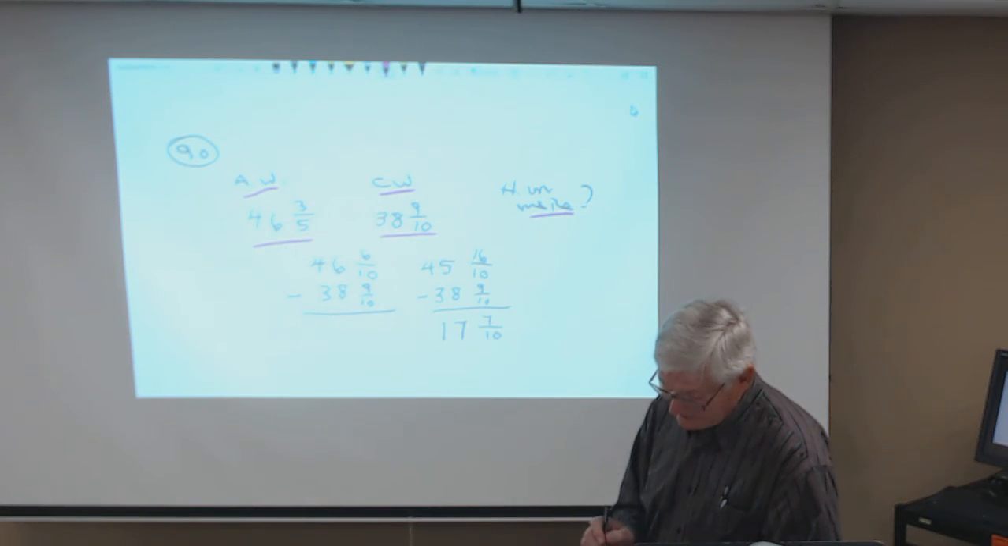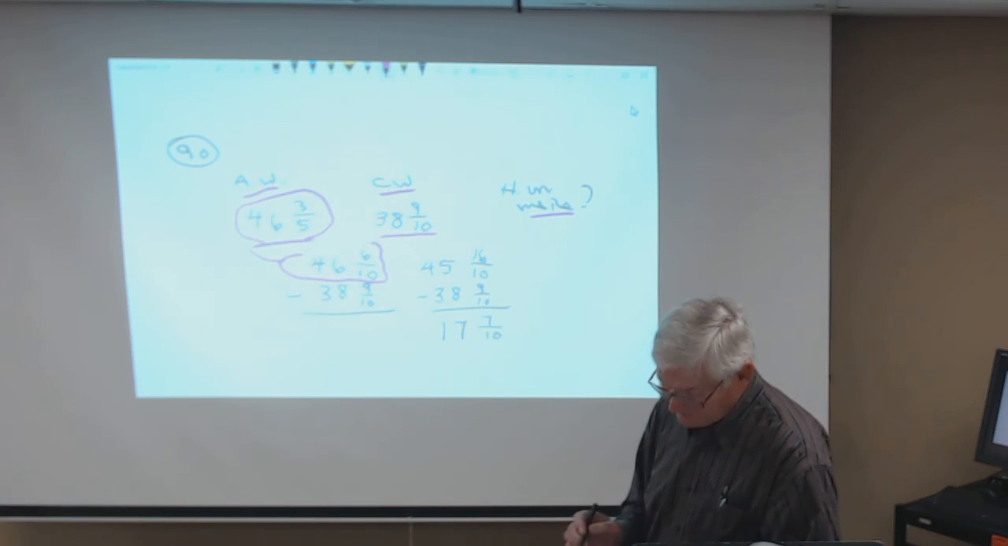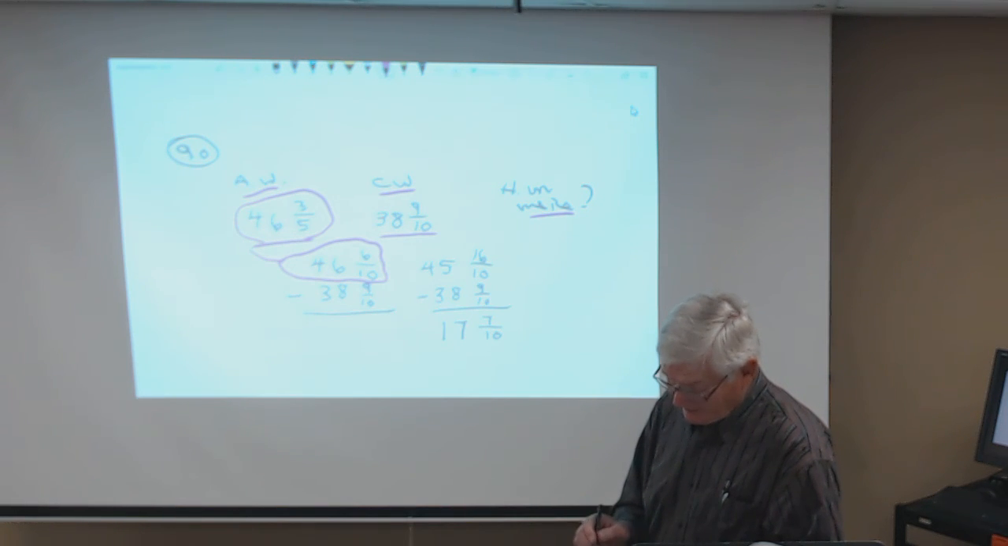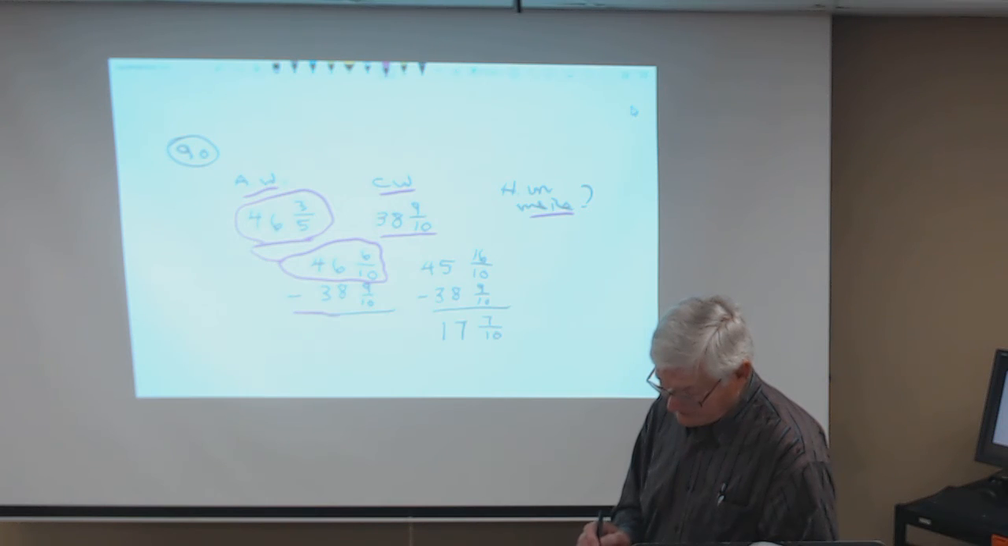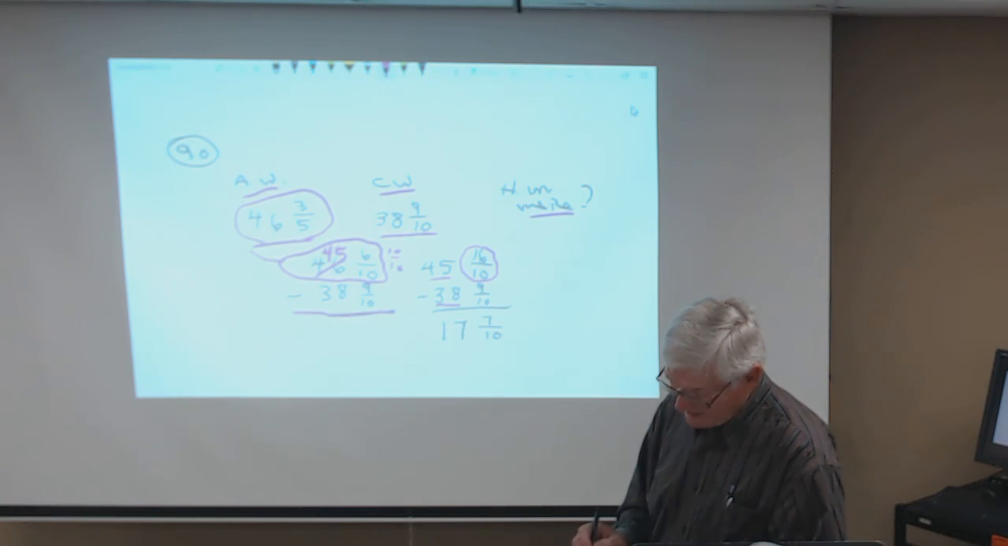Why did you say 6/10 instead of 3/5? Why did I change this to this? What am I doing? Getting a common denominator. And then minus this, and what do I get for an answer? 6/10 minus 9/10. I can't do that. So I change this to 45 and 45 and plus 10/10. That would be 45 and 16/10 minus 38 and 9/10.